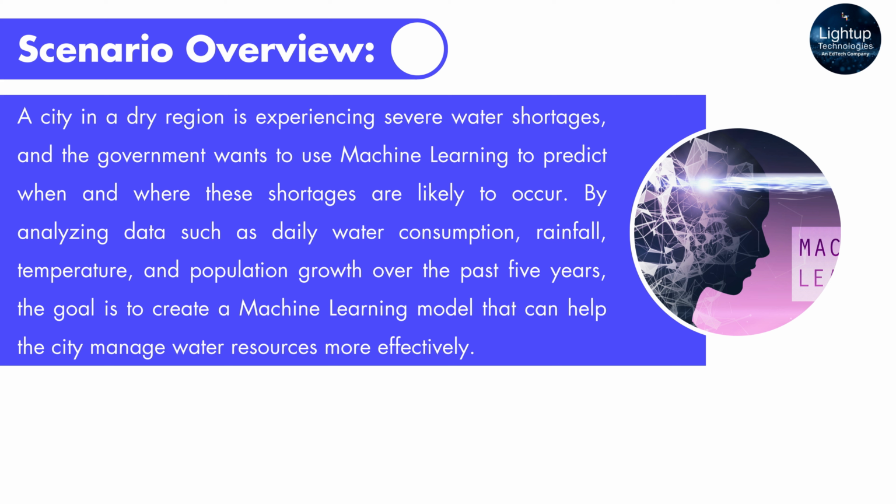Using machine learning to predict water shortages in a city. Scenario overview. A city in a dry region is experiencing severe water shortages, and the government wants to use machine learning to predict when and where these shortages are likely to occur. By analyzing data such as daily water consumption, rainfall, temperature, and population growth over the past 5 years, the goal is to create a machine learning model that can help the city manage water resources more effectively.